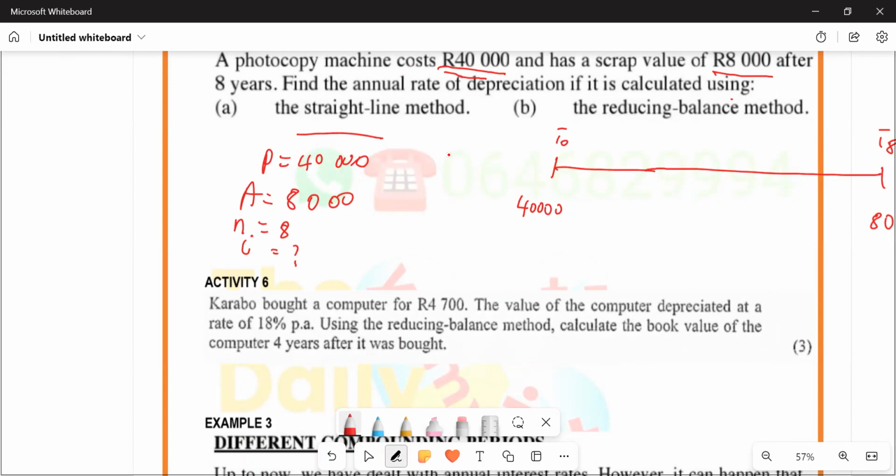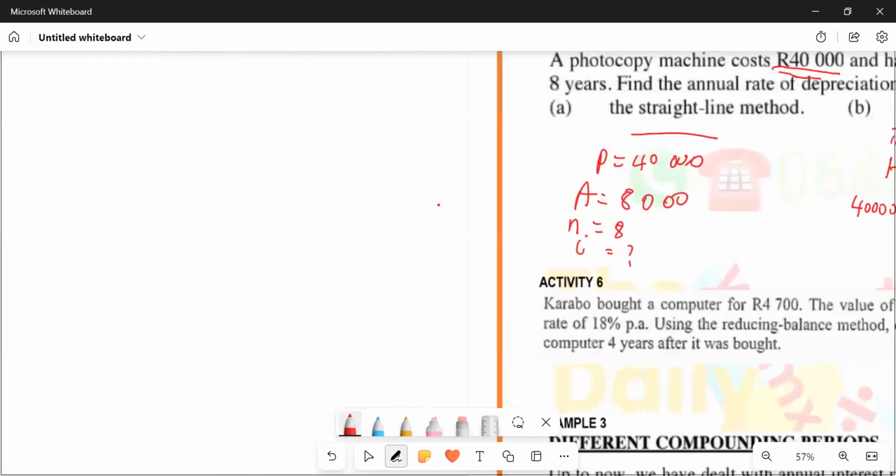Which methods do you have? You have the straight line, and you have the reducing balance. If they say straight line, they mean go and use this one. What is the straight line formula? A is equal to P times open bracket 1 minus i n, like this. Then we go and substitute.